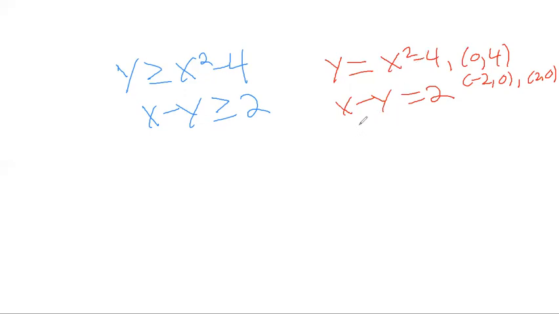Now here, x and y intercepts. Well, x is 0, y is -2. So my y-intercept is the point 0, -2. And if y equals 0, then x is 2, since 2 minus 0 is 2. So now let's plot it.